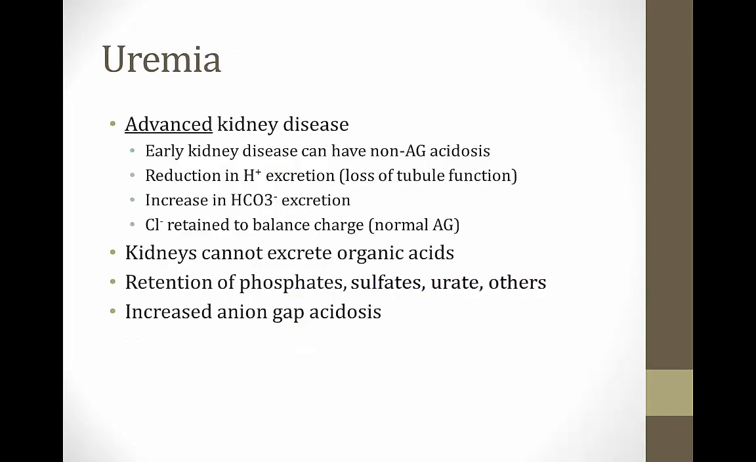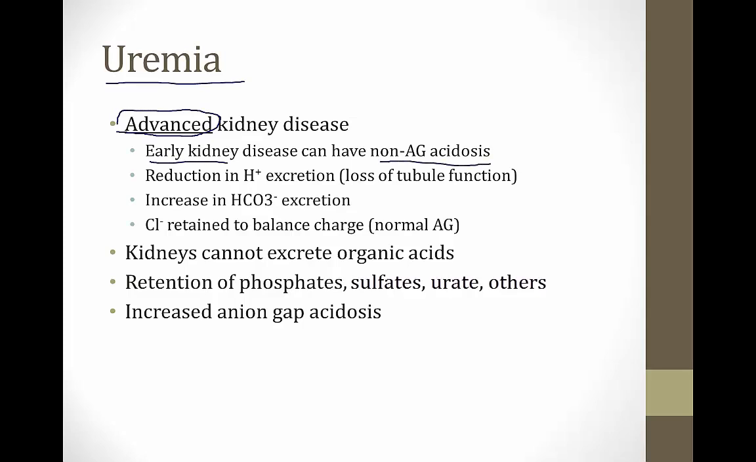So moving on with our mud piles list of causes of anion gap metabolic acidoses, the next one is uremia. So advanced kidney disease can cause an anion gap metabolic acidosis, and I underline the word advanced because it has to be advanced. Early kidney disease is different. That causes a non-gap acidosis.